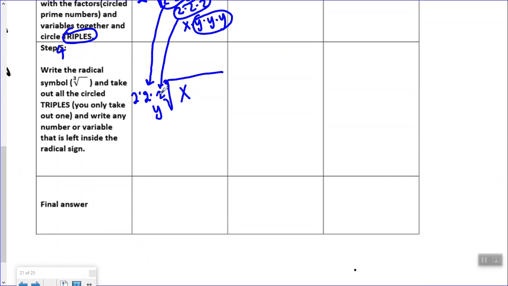And then last step, you have to simplify. So it's 2 times 2 times 2. 2 times 2 is 4. 4 times 2 is 8. So it's 8y cube root, and x stays inside.